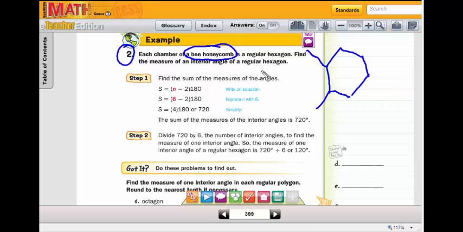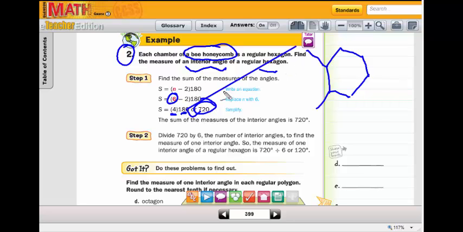So in other words, because it's a hexagon, we know that it's 6 sides, so we're going to use the number 6 minus 2, which is 4. 4 times 180 is 720. And then it says, find the measure of an interior angle of a regular hexagon.